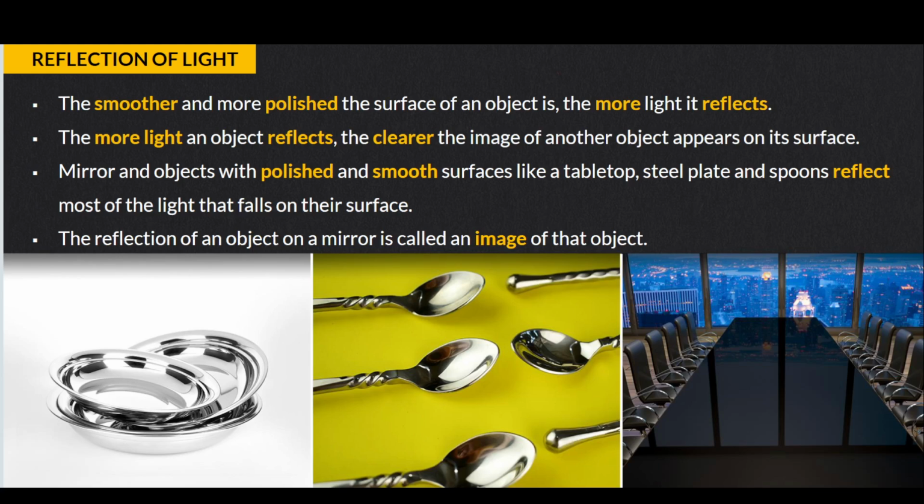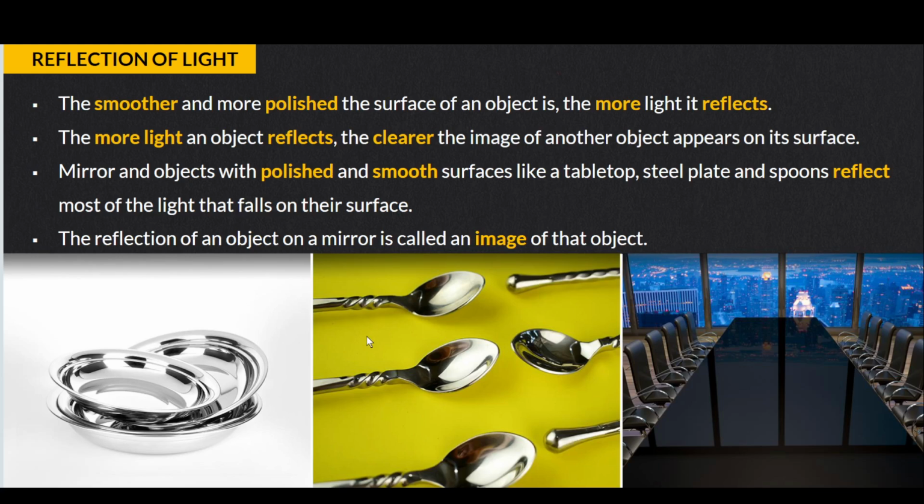The smoother and more polished the surface of an object is, the more light it reflects. Like you can see the new utensils, these steel spoons and plates, they are very smooth, so they reflect more light. That's why you can see yourself, right? It works like a mirror. If there is a new spoon which is very smooth, you can see yourself. You shouldn't, because you look like a monkey, but still you can see, right? Your nose looks very big, half of the face is covered with nose, but still, right?